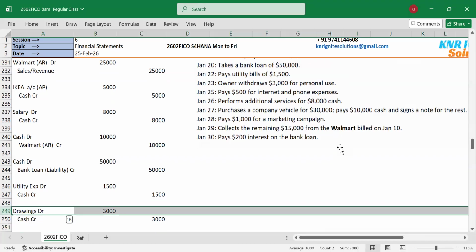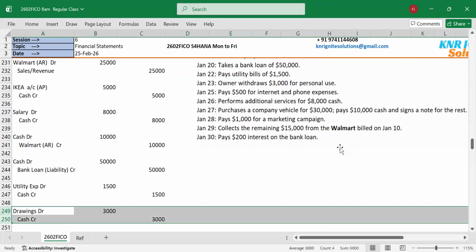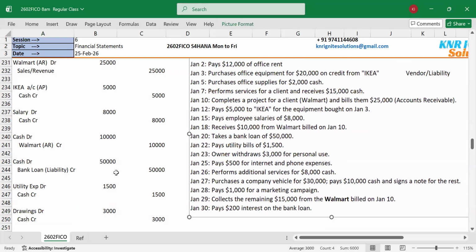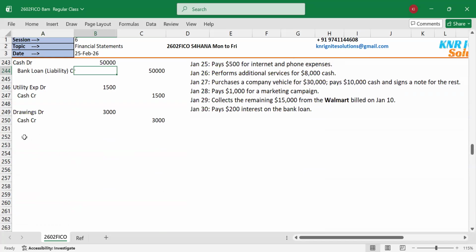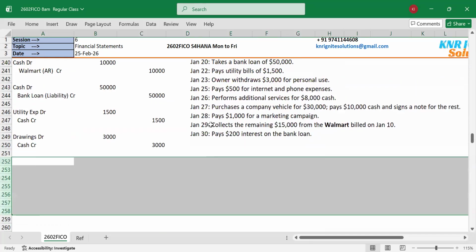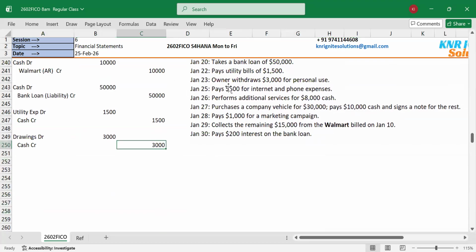I'm treating this from a business point of view, not an owner point of view. The owner is separate, like the business is separate. I'm writing in the books of the business only. I'm not considering the owner's books here. That's the first thing we always need to remember. Now, he has withdrawn 3,000. Cash went out, so I'm creating it.